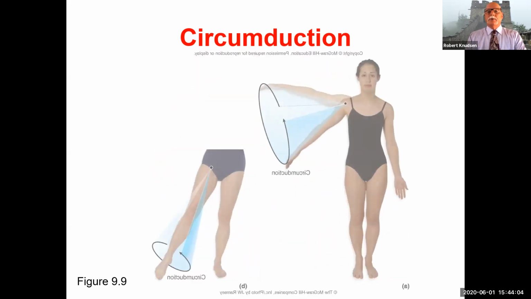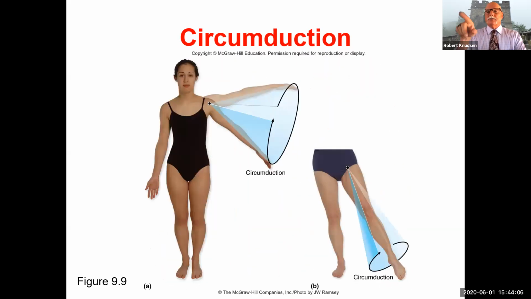Circumduction, moving around. Okay, we've got three ductions: abduction, adduction, and circumduction. It's showing you moving your leg and your arm. You can do the same thing with your finger. As long as you move it around a central point, it is called circumduction.